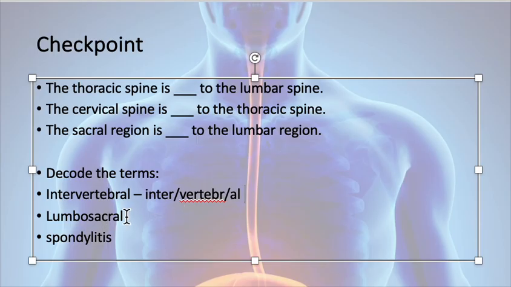Next, we have lumbosacral. This would be pertaining to the lumbar region and sacrum, or the lumbar spine and sacral region. And spondylitis refers to inflammation. Itis is the suffix for inflammation. Inflammation of the vertebrae. We saw prior in that table that spondyl refers to the vertebral bones. So inflammation of the vertebrae, so the spinal bones.